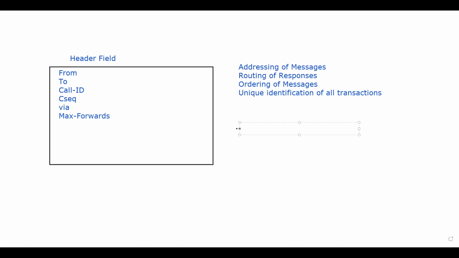In addition to these header fields, there will be a request line. If you have seen any SIP request message, you must know about the request line. That request line contains the method, the request URI, and the SIP version as well. There are many more headers as well. It's not just these headers. I'm coming to all the SIP headers one by one.